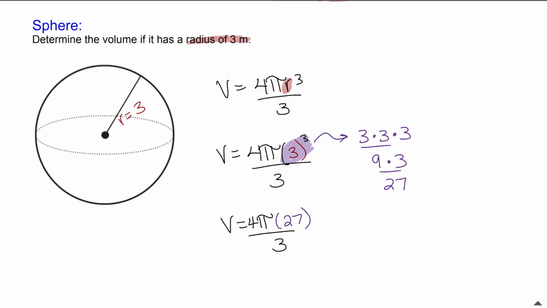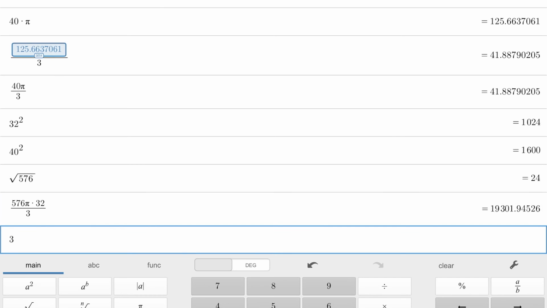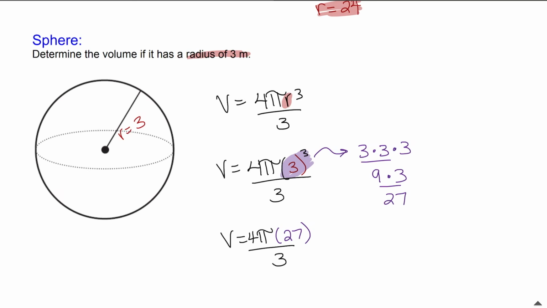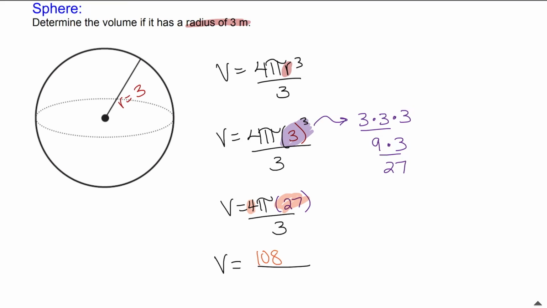Now, take a look at this on our calculator. Here I'm going to do 3 to the third power. So if I do 3 and then I use the power key on Desmos, which is nice right here, it's the a to the b power button right here. 3 to the third power tells me it is 27. Now I need to multiply this 4 by this 27, and when I multiply 4 by 27, I end up getting 108. So I end up getting 108 pi, and then I want to divide that by 3.